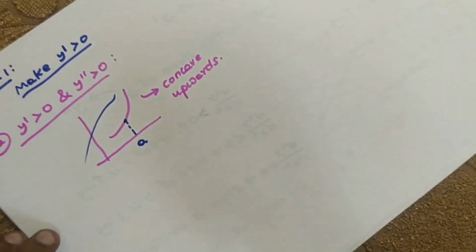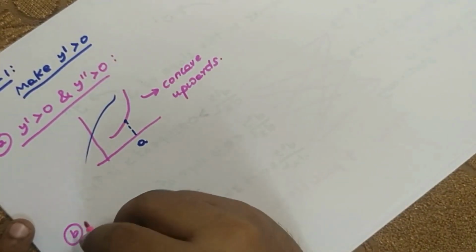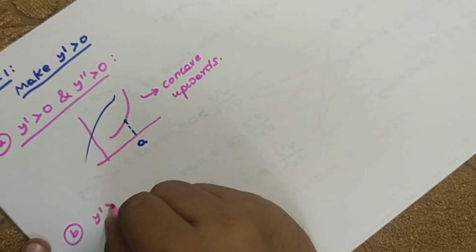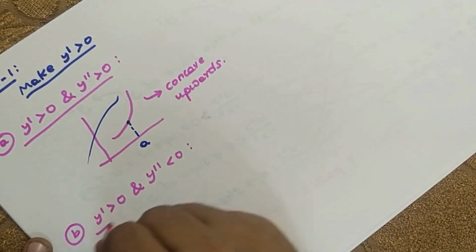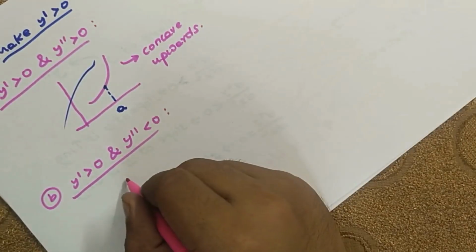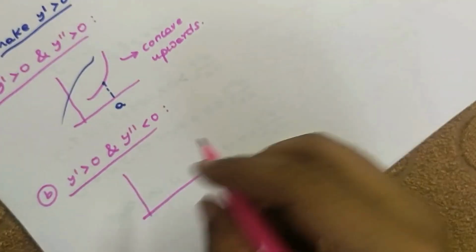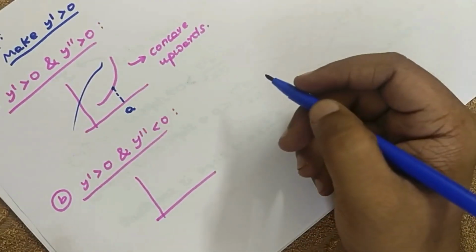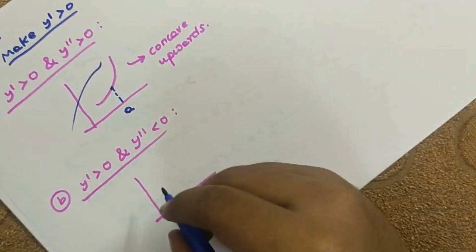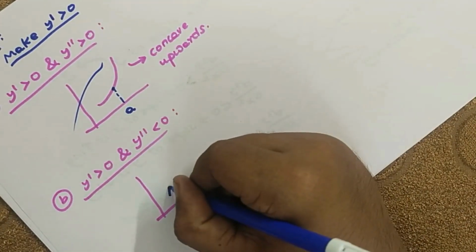Okay, so let's consider the next one: y dash greater than 0 and y double dash less than 0 now, and let's observe the graph which is suitable for this condition. Okay, so which graph will be suitable for us? y dash should be greater than 0, and y double dash, the change in slope of y, should be less than 0. So if we take the graph like this, it will be suitable now.